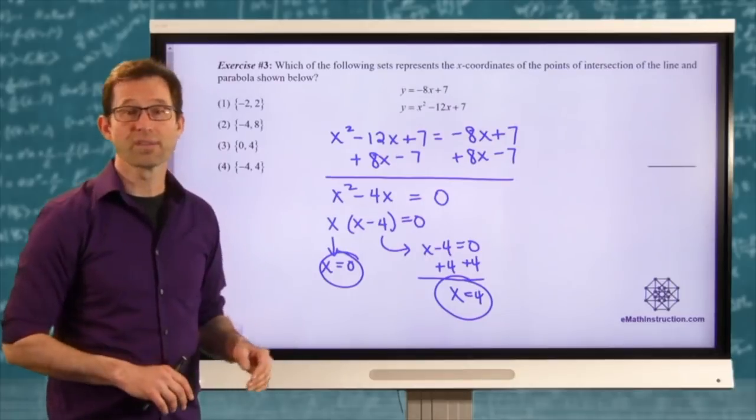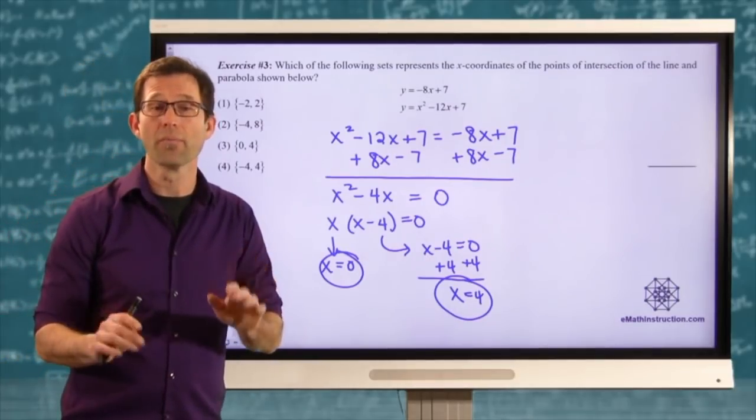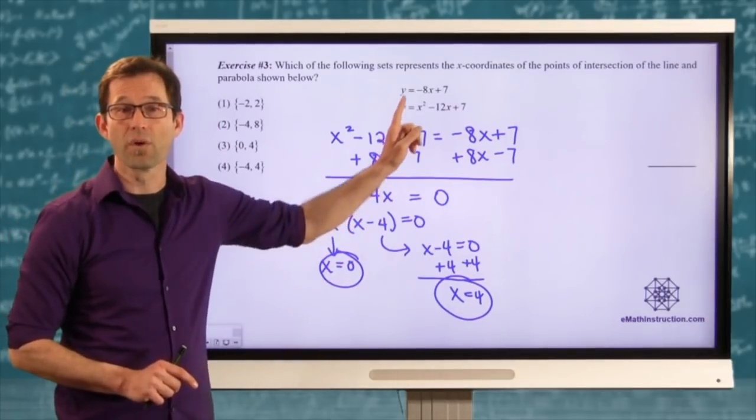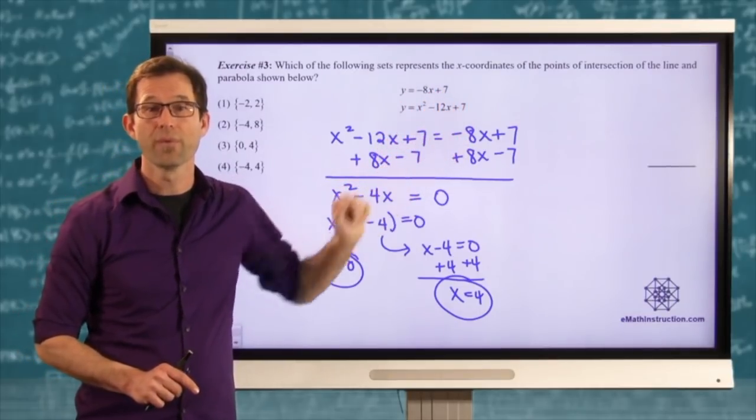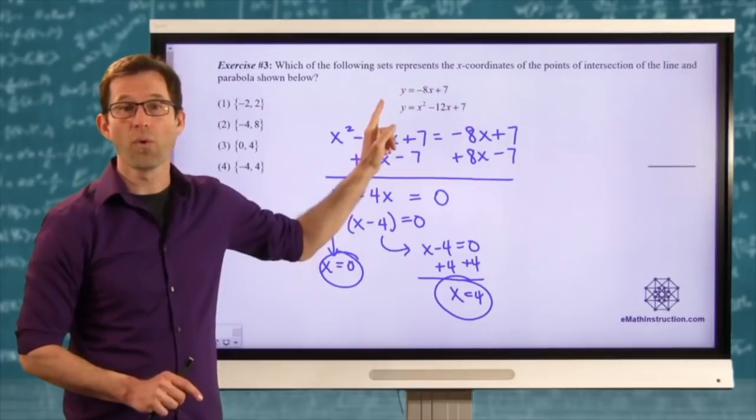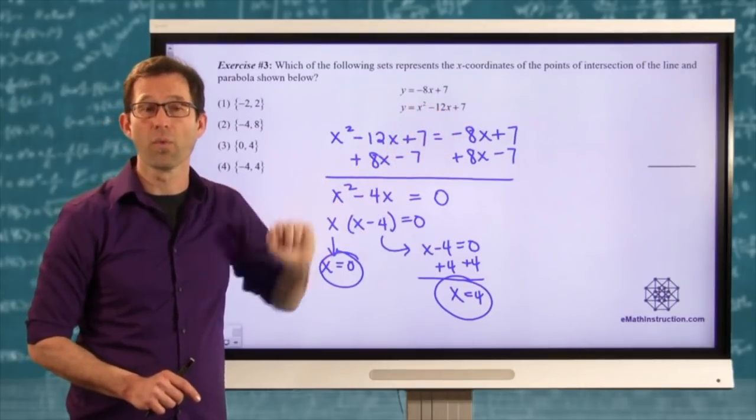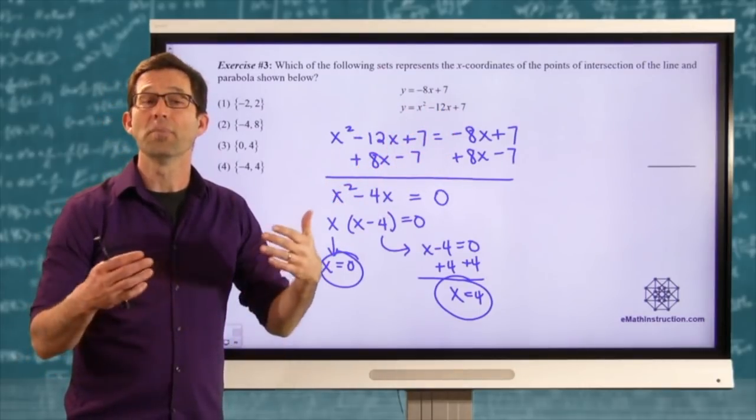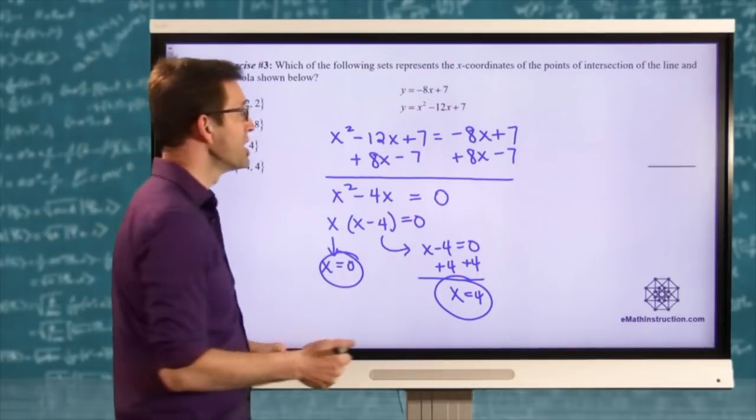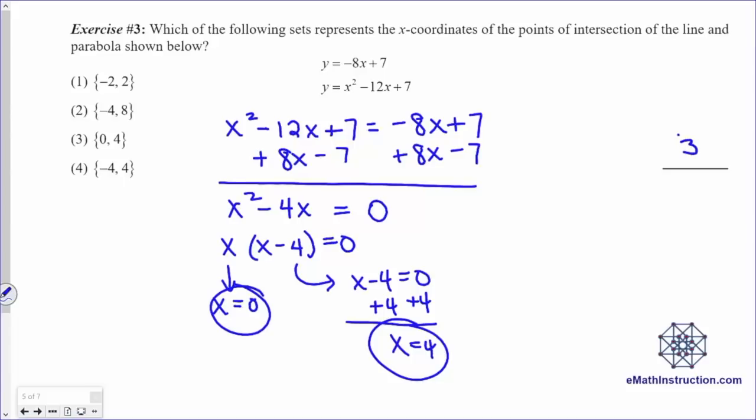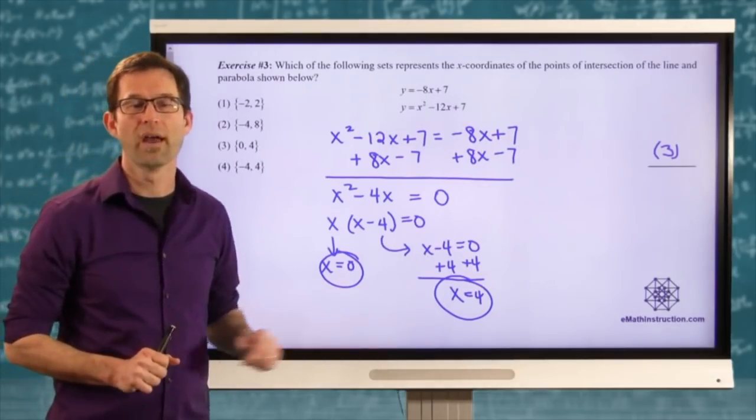I can verify that's true if I want to spend a little bit of extra time by taking 0, plugging it into both equations and finding that y would be equal to 7. Also, I could put x equals 4 into both of the equations and figure out what the y value for that is. And because they would be the same, these two have to be correct. In which case, of course, the correct choice in the blank is number 3, 0 and 4.